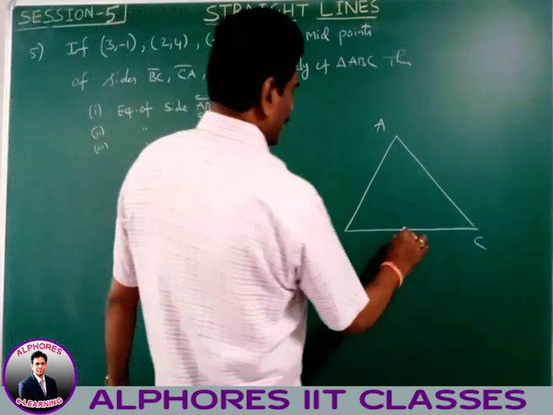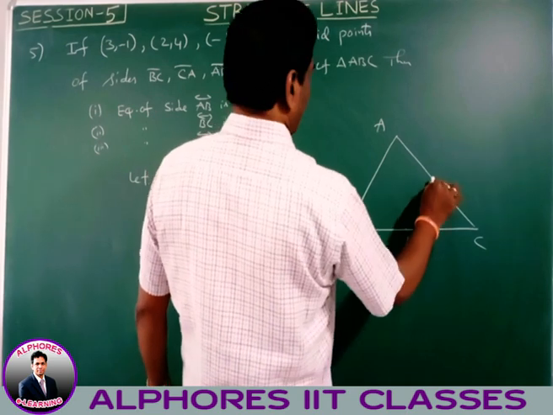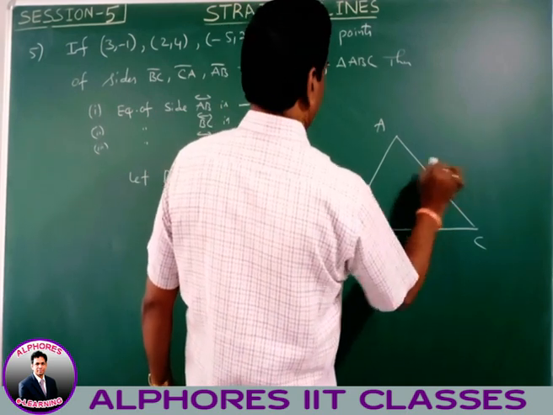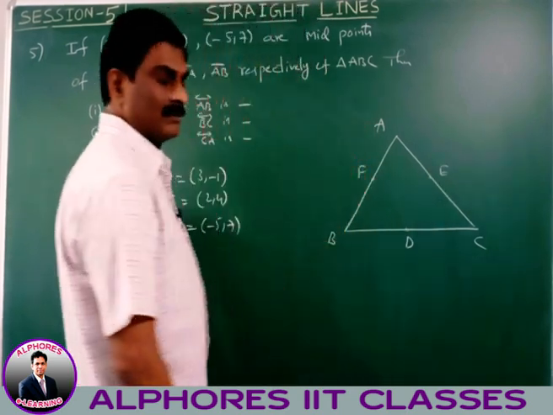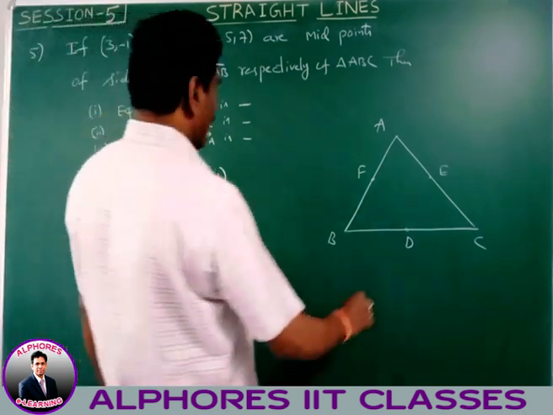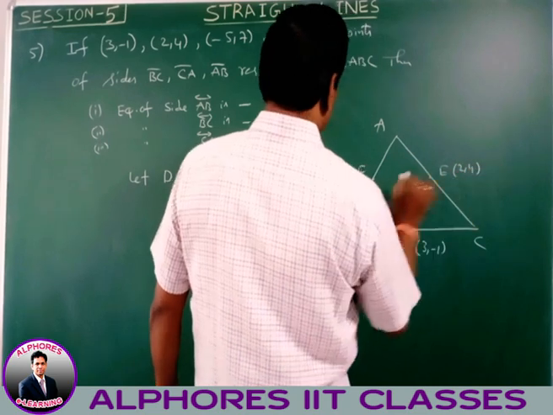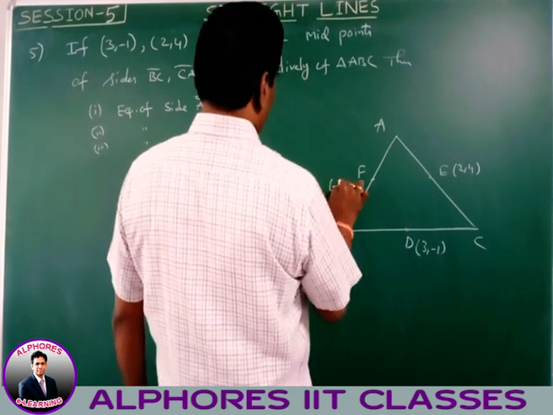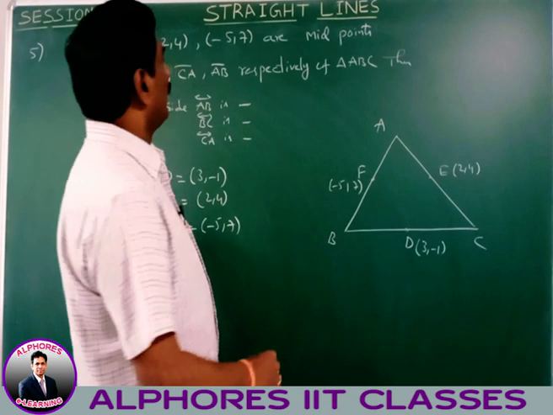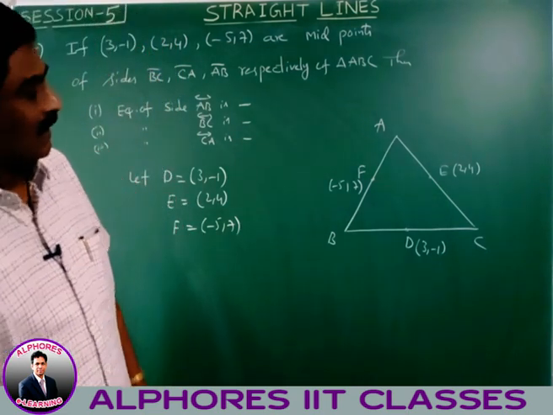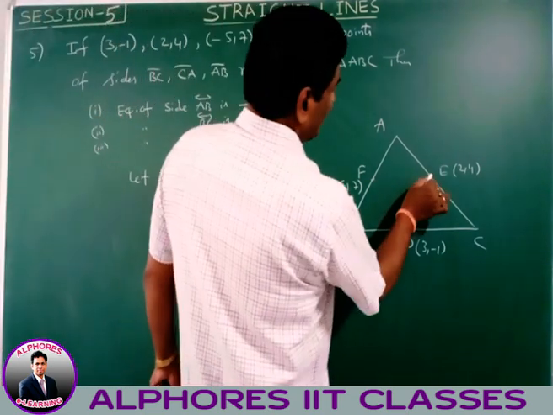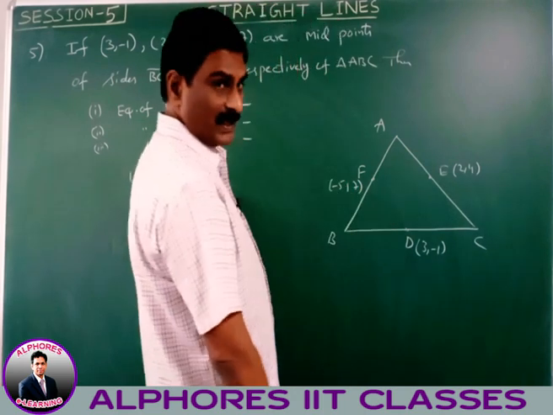So first this is the D value. Next it is E, next it is the F value. These are the given values. D is (3, -1), E is (2, 4), F is (-5, 7). These are the given points. Please observe this value. This is the midpoint of AC.